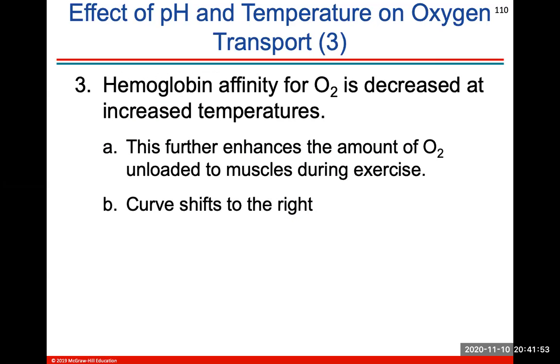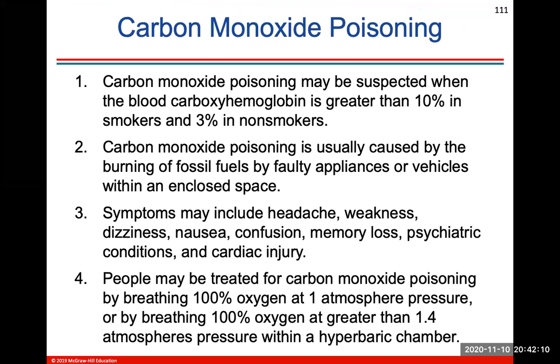The hemoglobin affinity for oxygen is decreased at increased temperatures. This is a good thing as you're exercising and your body temperature increases. It enhances the amount of oxygen that can be unloaded to the tissues, and this will shift the curve to the right.